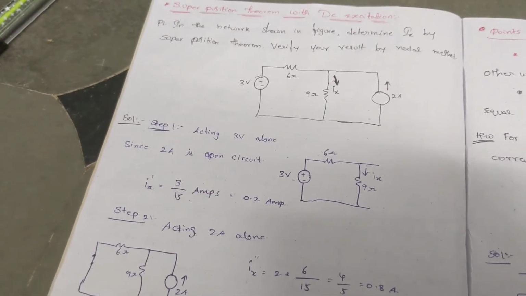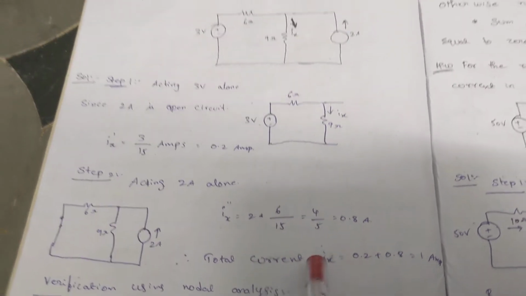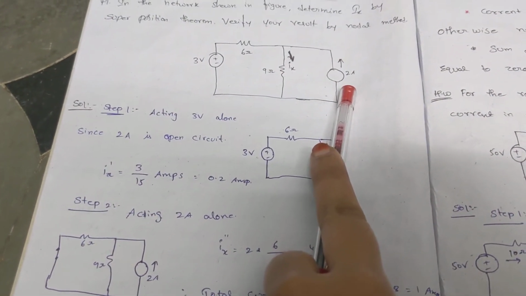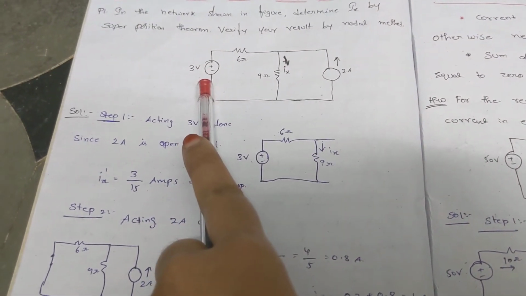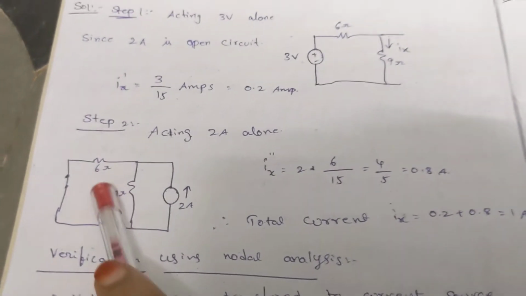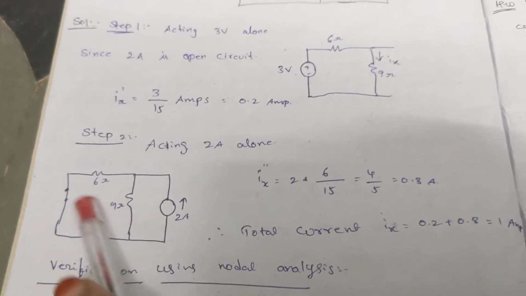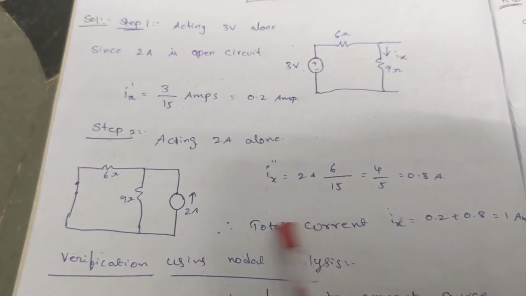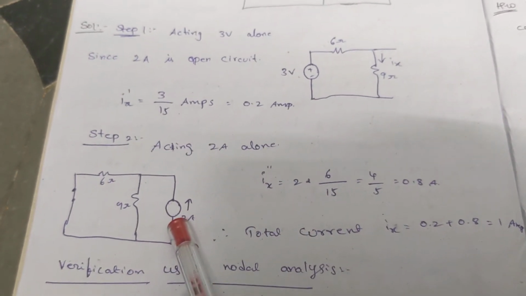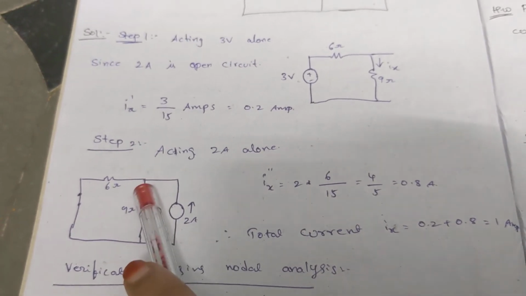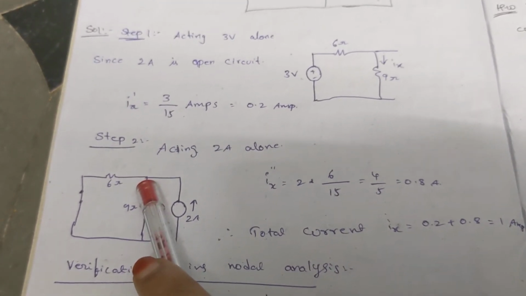Next, as step 2, I am going to consider in the main circuit only the 2 ampere current source. The remaining 3 volt voltage source will be short circuited, with my previous knowledge. So I am redrawing the circuit again. So this is the circuit. I am shorting the voltage source. The rest of the elements will be the same. Since it is a current source, whatever current is flowing till this node or junction will be 2 amperes.